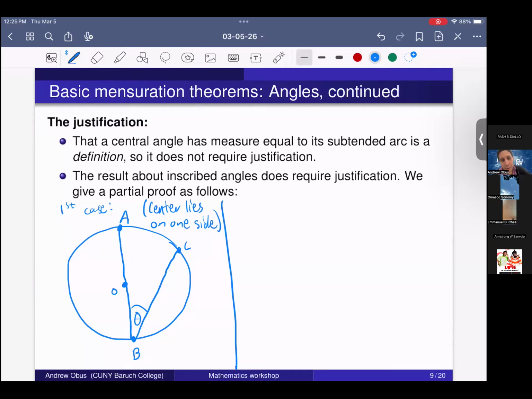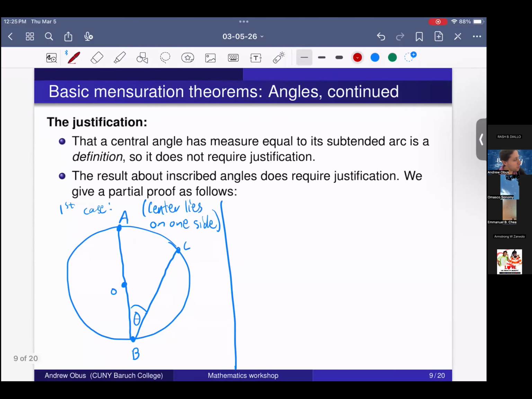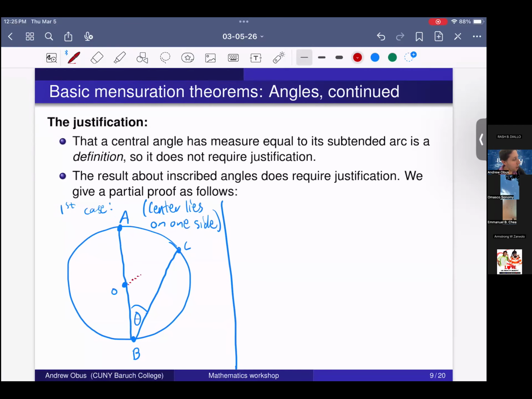One of the things you do to do proofs in geometry is, often it helps to draw a line that's going to elucidate what's going on in the situation. And what I can do here is draw this line over here connecting O and C. I'm going to draw the line OC.